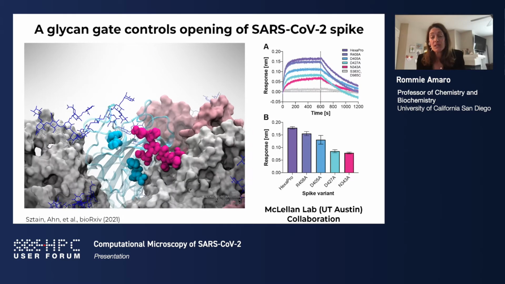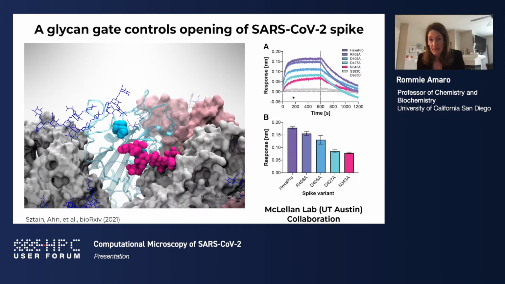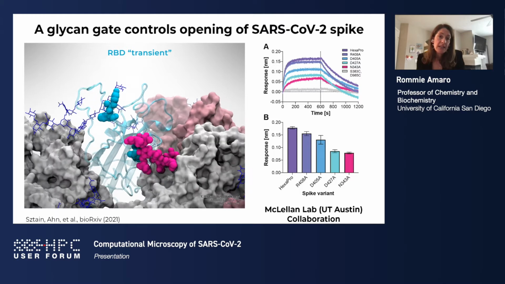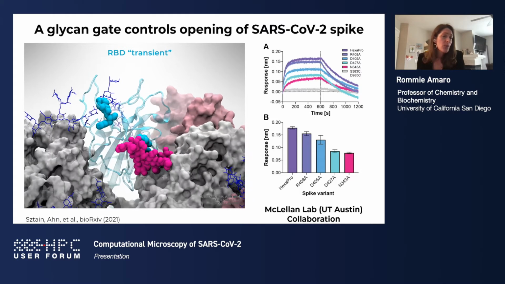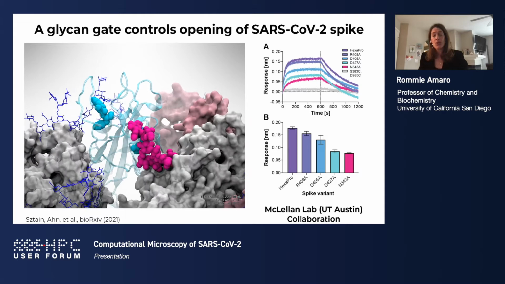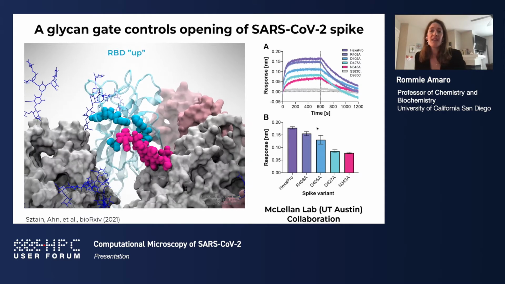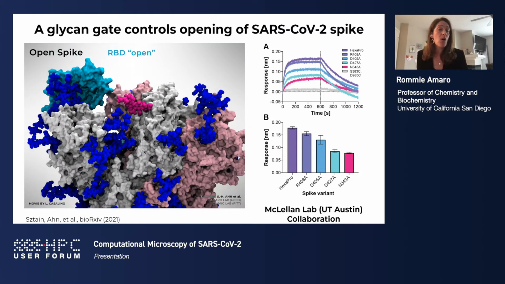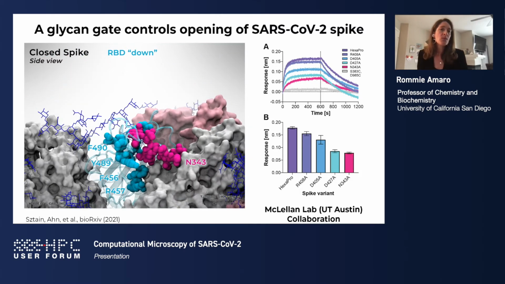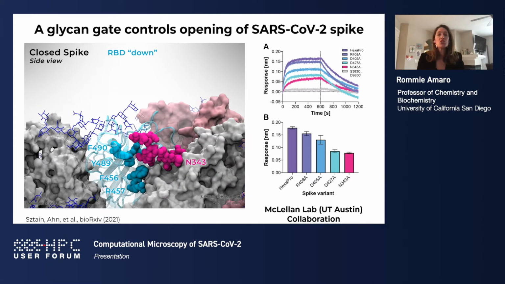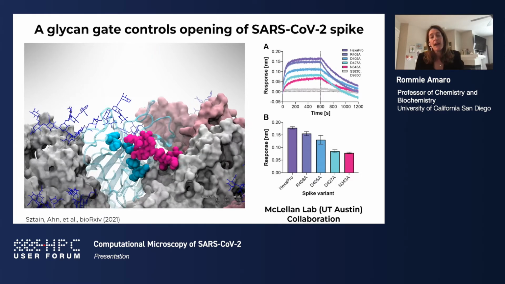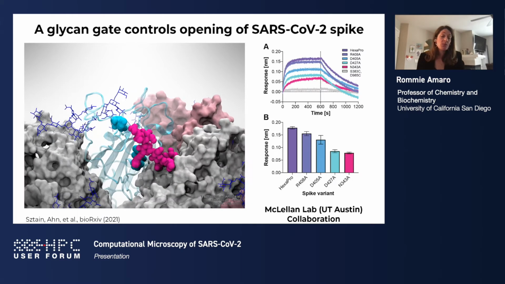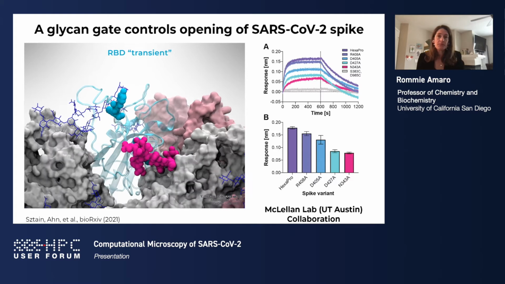So this was a really interesting prediction, which again, we went back to Jason McLellan and they ran another set of experiments, not only mutating this particular glycan, but a series of other residues that we predicted would play important roles in this opening pathway. And they showed, in fact, a quite dramatic reduction in the ability of the spike to open and interact with ACE2 when we remove this glycan. So this was really cool because we showed essentially that this glycan acts as a gate that controls the opening of this really important pathogenic protein.